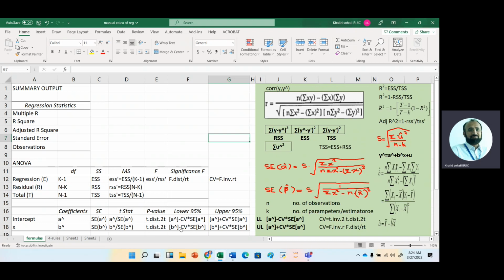In the same way, we calculate the lower limit and upper limit for beta. So it is all about how we can get the output of the regression model without running the regression model. The one thing that is remaining is how we can get the p value of F. The p value of F can be obtained by using this formula, that is F.DIST.RT.